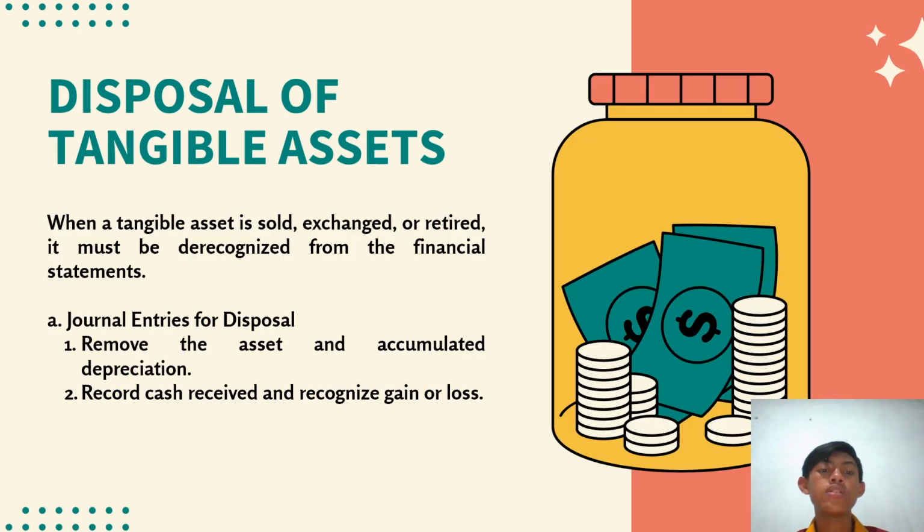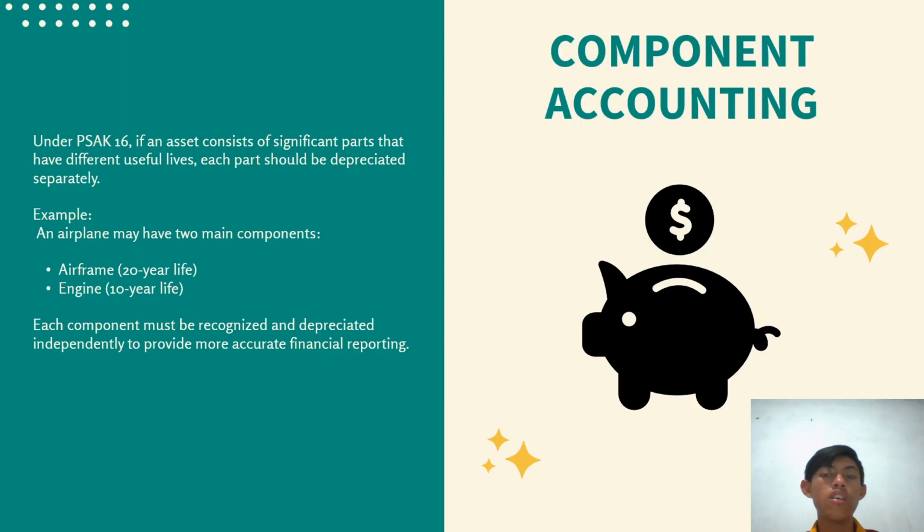Disposal of tangible asset. When a tangible asset is sold, exchanged, or retired, it must be derecognized from the financial statement. A. Journal entries for disposal. 1. Remove the asset and accumulated depreciation. 2. Record cash received and recognize gain or loss.